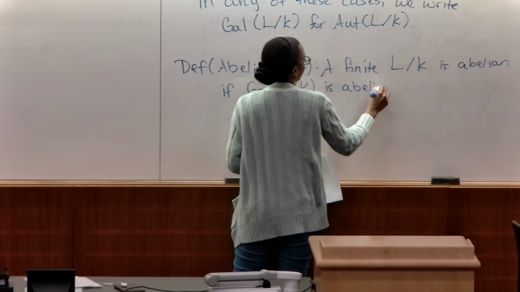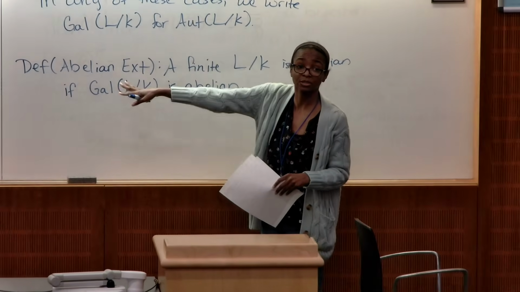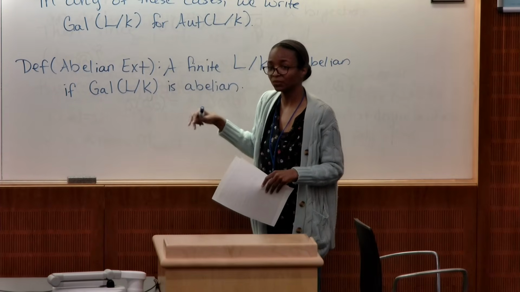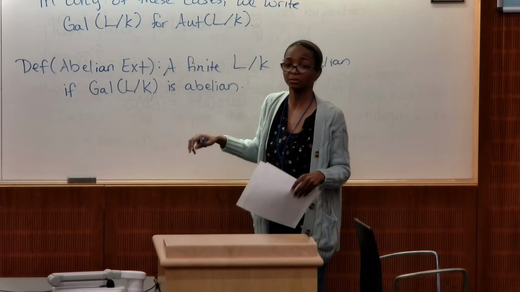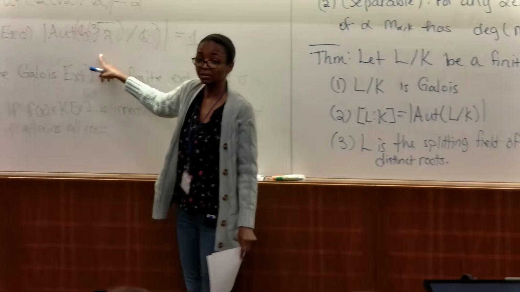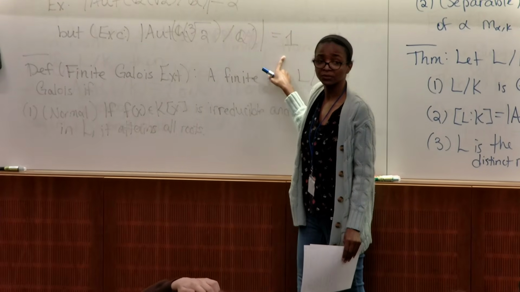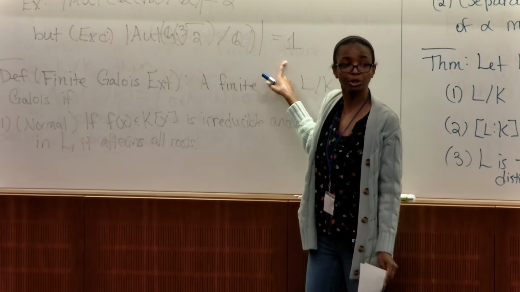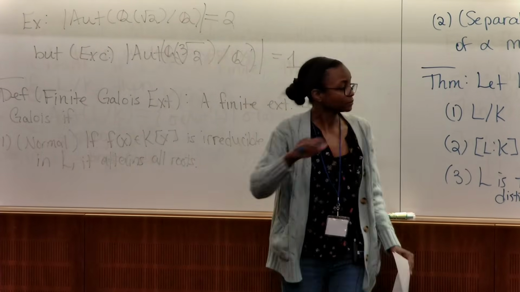But remember, I'm only writing Gal of L over K if I know that the extension is Galois. So abelian extension doesn't just mean that the automorphism group is abelian. It means that it is a Galois extension whose automorphism group is abelian. So in this case, I would not claim that this is an abelian extension because it's not even Galois, right? I do have an abelian automorphism group because it is the very exciting trivial group. It's not a whole lot you can do, but I don't want to think of this as an abelian extension.